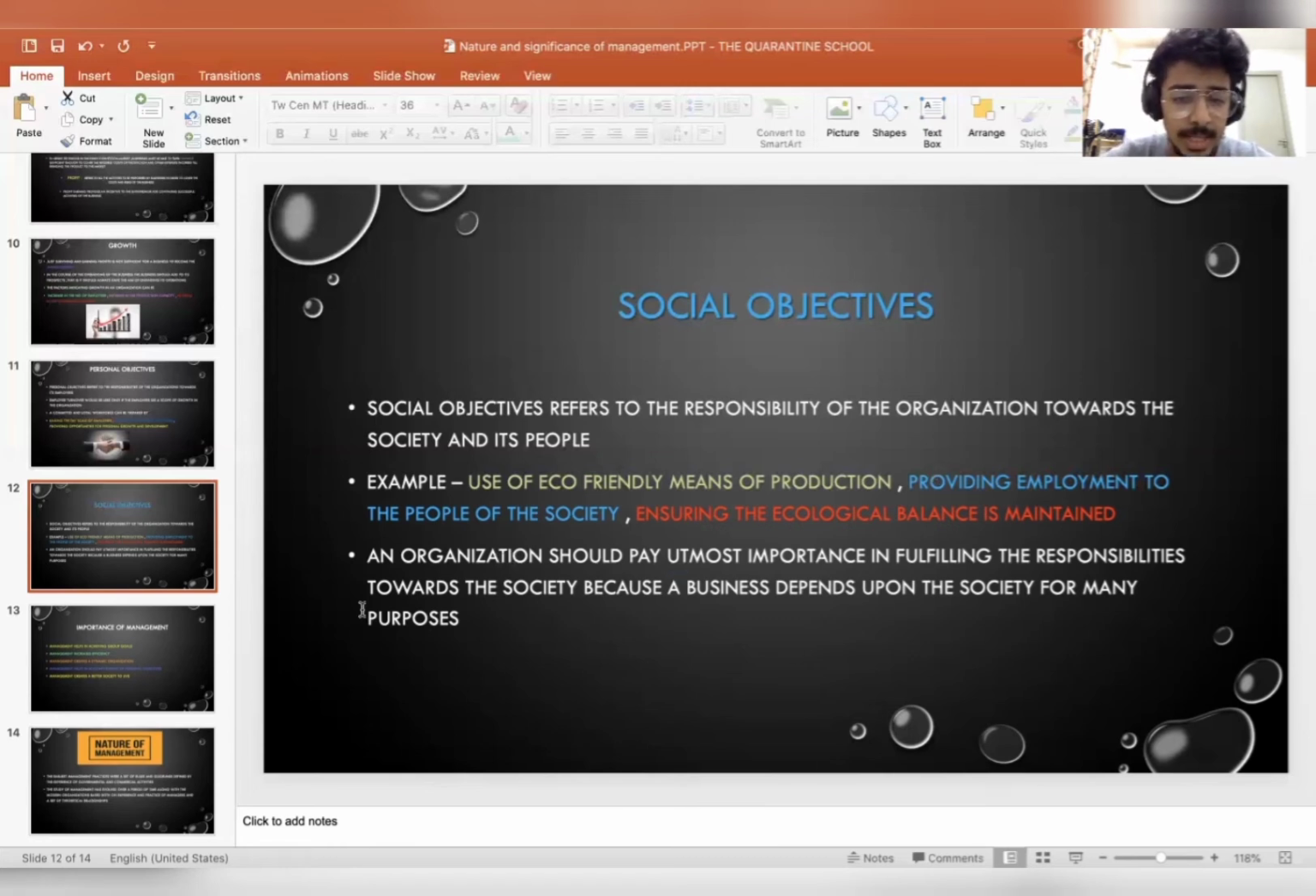The third point: an organization should pay utmost importance to fulfilling its responsibilities towards the society, because a business depends upon a society for many purposes. As stated before, these include provision of equipment, machinery, or raw materials by the society to the business organization, and providing labor. Hence, social objectives form one of the most critical objectives of the business organization.